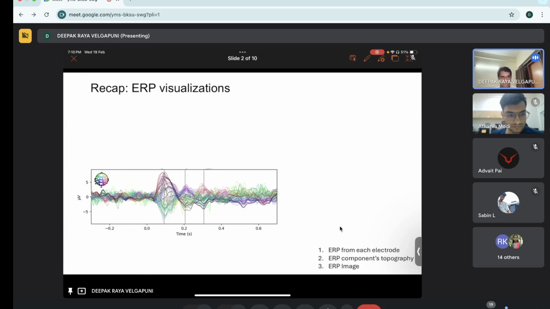So here, from the last class we have seen this ERP from each electrode, how you can visualize it. From each electrode you plot one ERP averaged across trials of interest, and you get an ERP plot like this, as shown here.